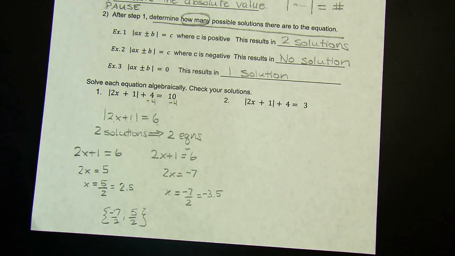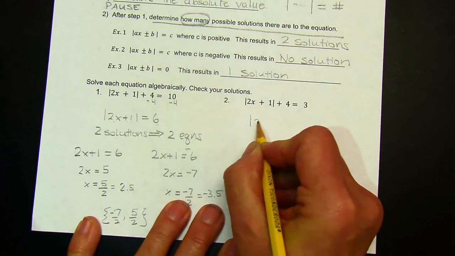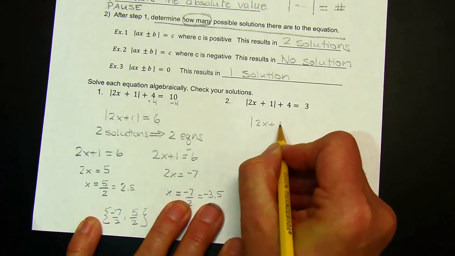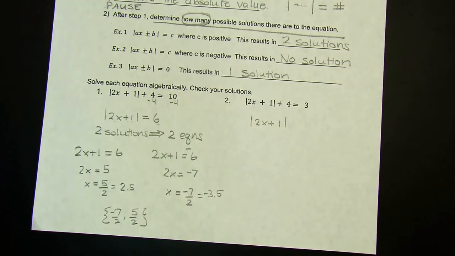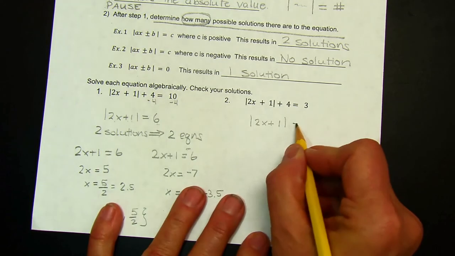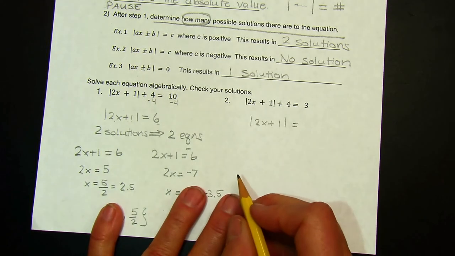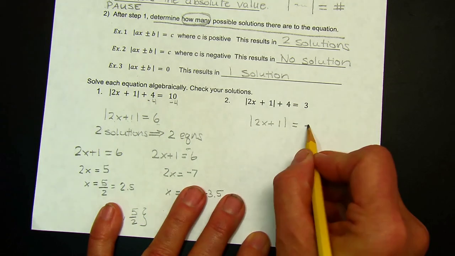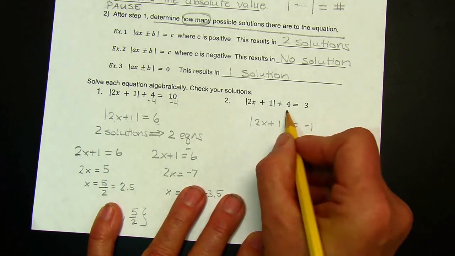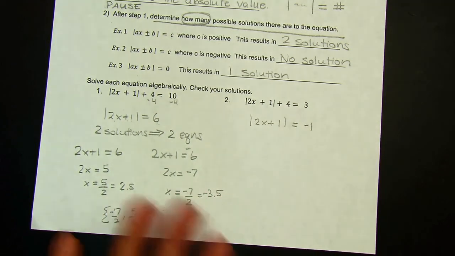All right, let's look at number 2. First thing I'm going to do is get the absolute value all by itself. So I subtract 4 from both sides, and what do I get? The absolute value of 2x plus 1, make sure it's still an absolute value, equals what? Negative 1, right? If I subtract 4 from both sides, I get negative 1.